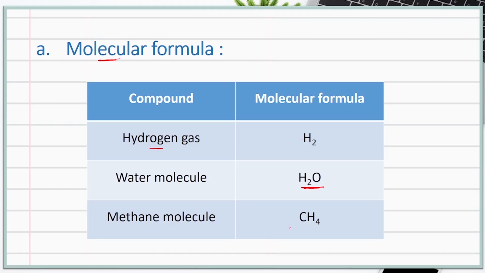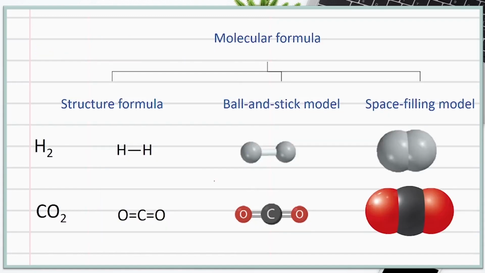From the molecular formula, we can deduce that the hydrogen molecule consists of 2 hydrogen atoms, the water molecule consists of 2 hydrogen atoms and 1 oxygen atom, and the methane consists of 1 carbon atom and 4 hydrogen atoms. The atoms of the molecular formula can be visualized using 3 types of models: structural formula, ball and stick model, and space-filling model.